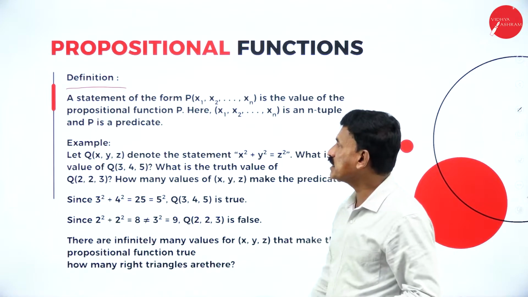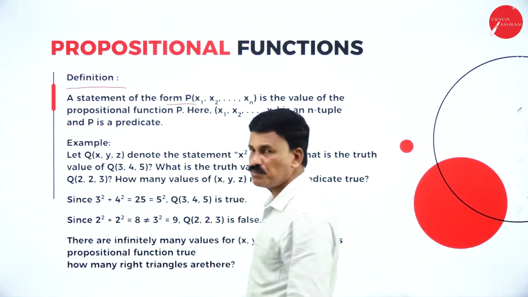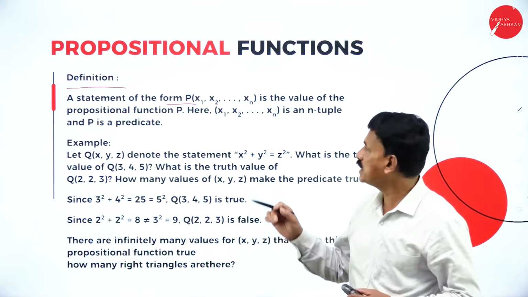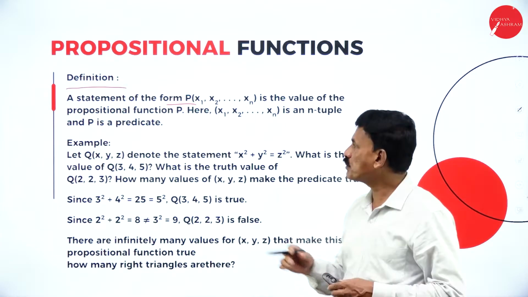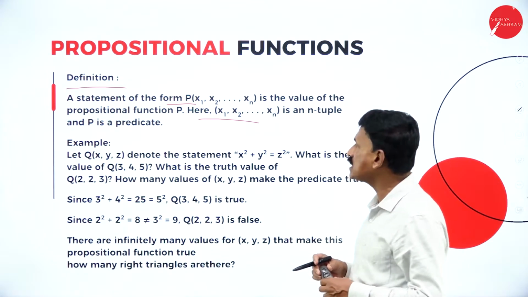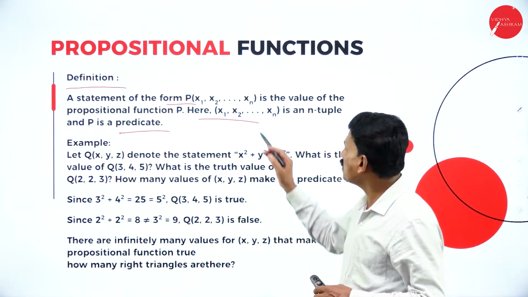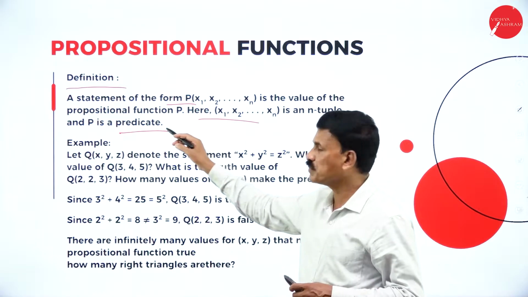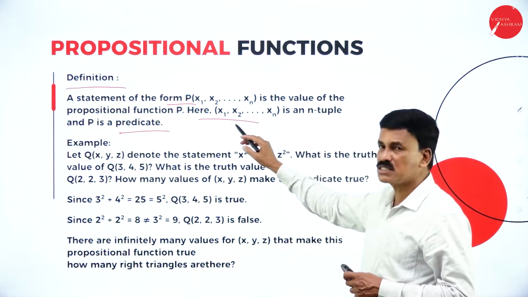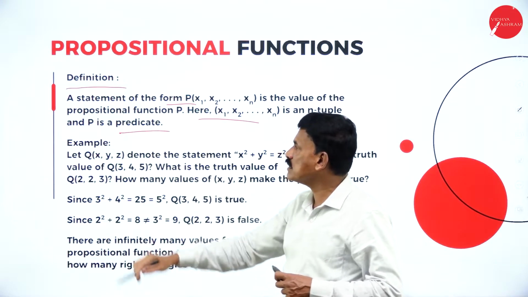So a predicate is nothing but the propositional function. A statement of the form P of x1, x2, etc., xn is the value of the propositional function P. Here x1, x2, xn is an n-tuple and P is called the predicate.